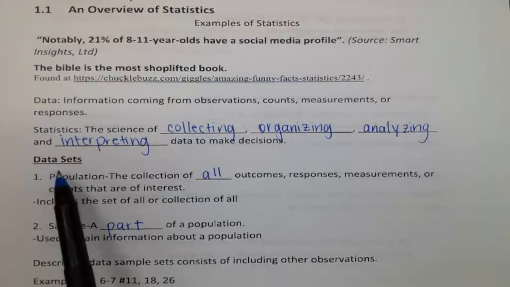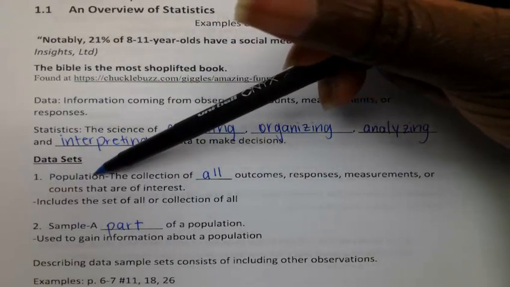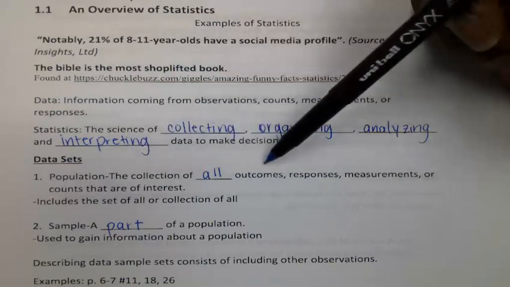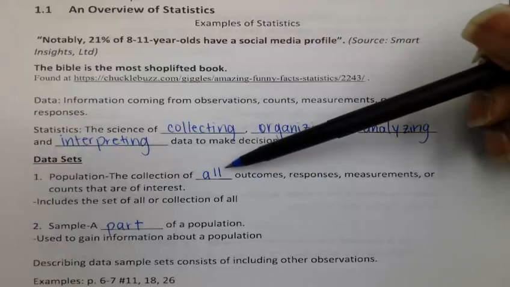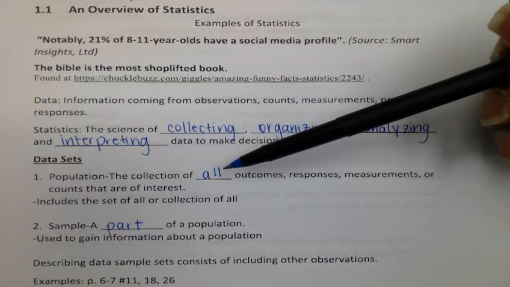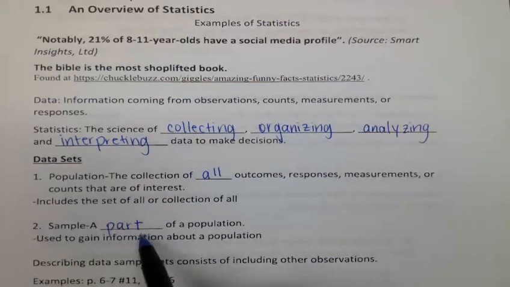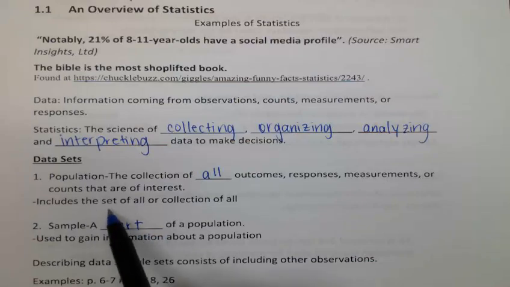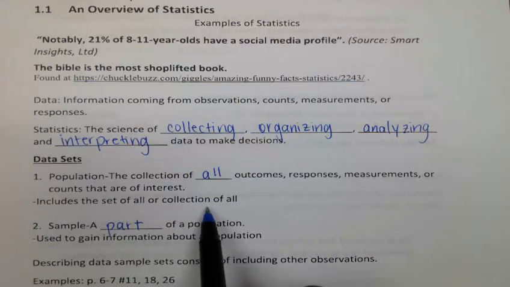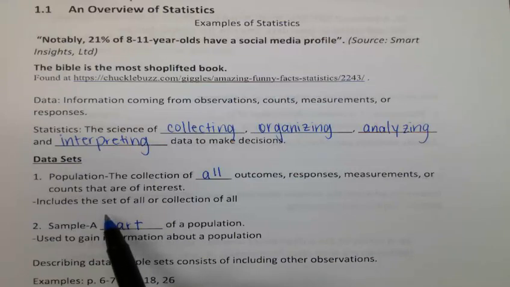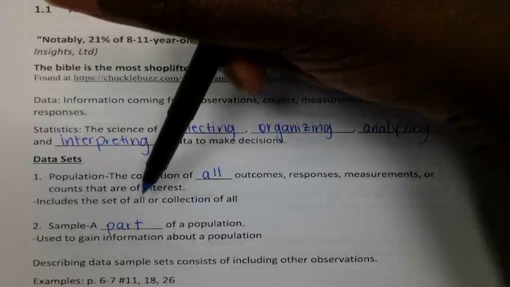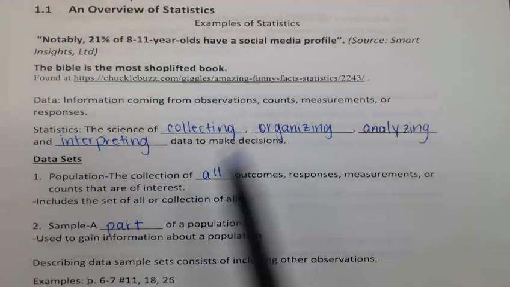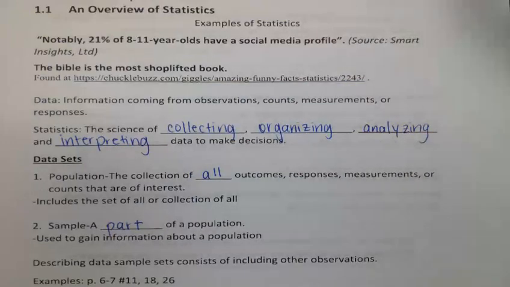All right, data sets. The first one we have is population. The population is a collection of all outcomes, responses, measurements, or counts that are of interest. Collection of all. That means we have every piece of information that we can have and we've collected it. When we're describing a data set, sometimes you will either see this or you'll put this as your answer: the set of all or collection of all. So if I'm taking the set of all times of college students it takes for them to drive to campus, or collection of all, meaning I have every piece of data from that school.